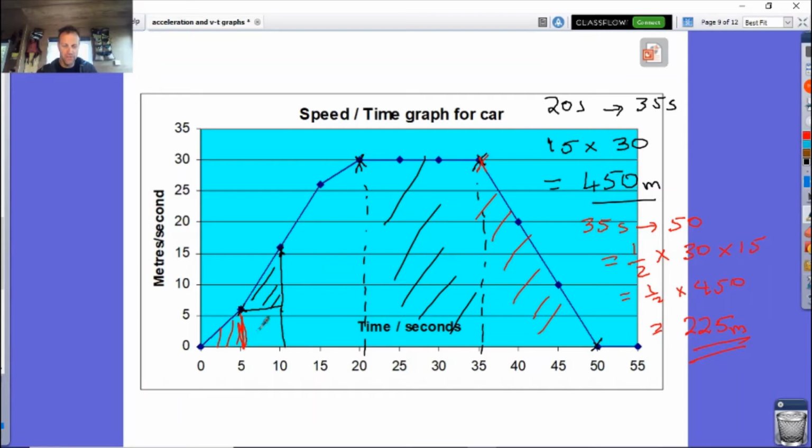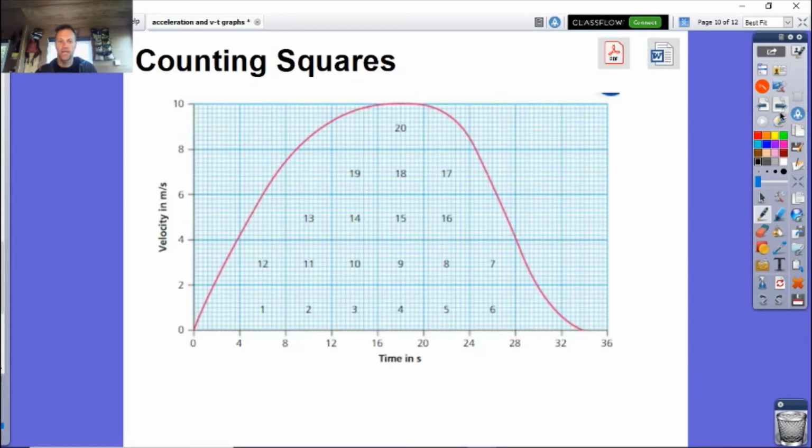And then what I do is work out the area of that square underneath, and you add those two together. But you normally will find it's just going to be rectangles and triangles, nice like this, to work out the distance traveled.